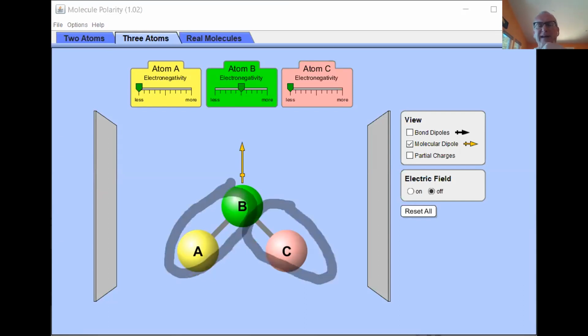So can we just add them together? Let's just make up a number. If I have a polarity of 1, whatever that is, for AB, and a polarity of 1 for BC, when I add them together, will my molecule have a polarity of 2? Can I just directly add them together like that? Or is there something else I need to take into consideration?